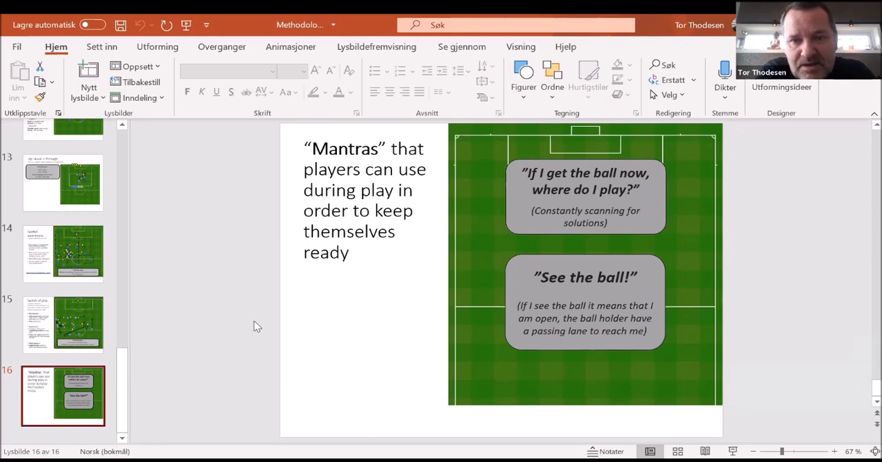At the same time, if I get it, where do I play? This is things that I work on with, let's say, 12, 13, 14, 15-year-olds. There's no limit to how good you can be, of course, in that aspect. Okay, that's it for me, guys.